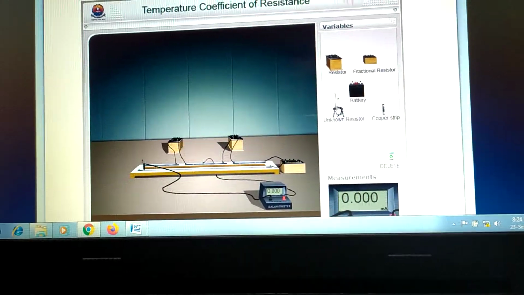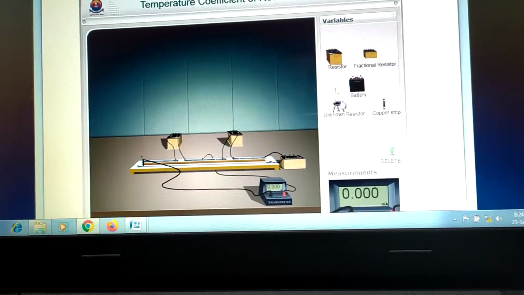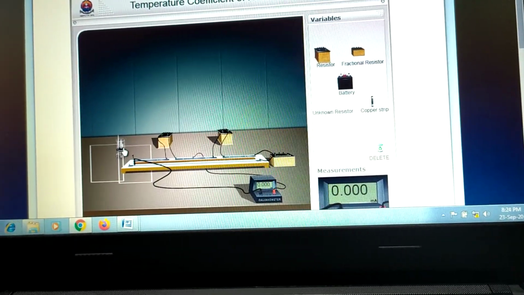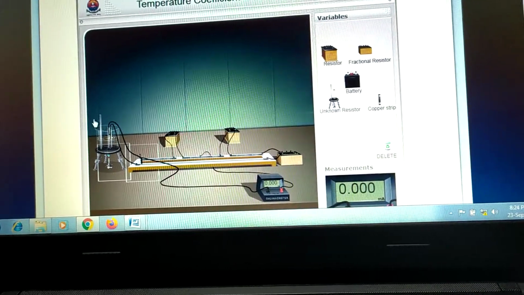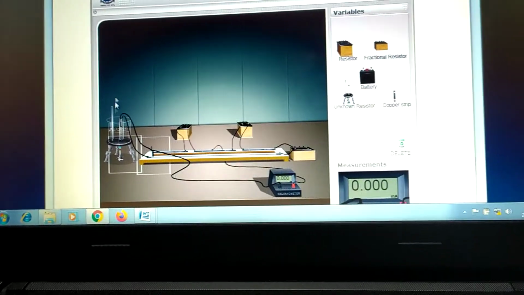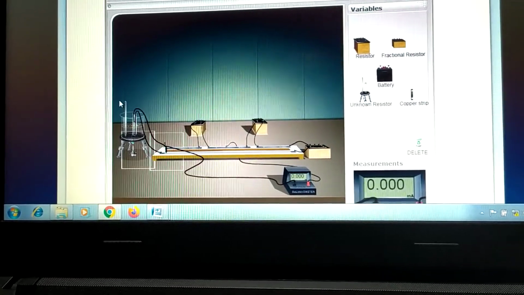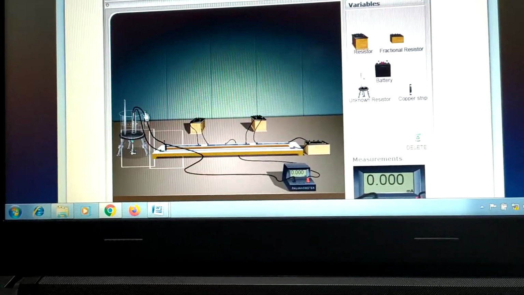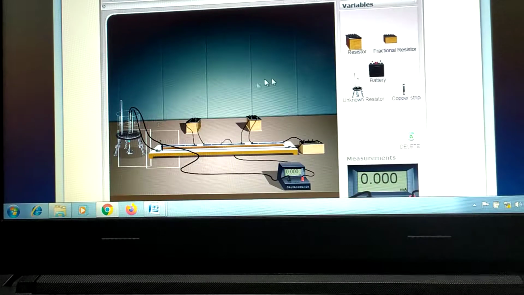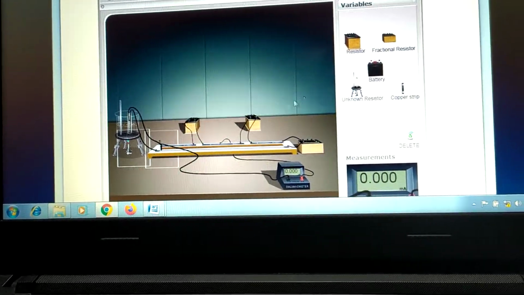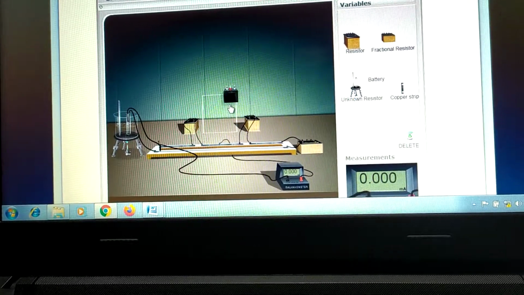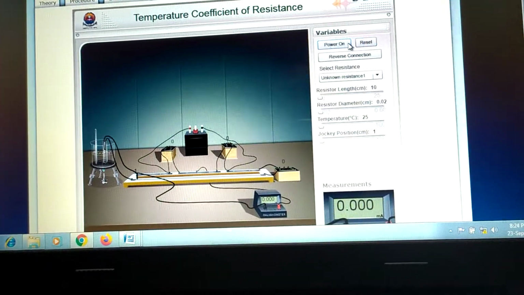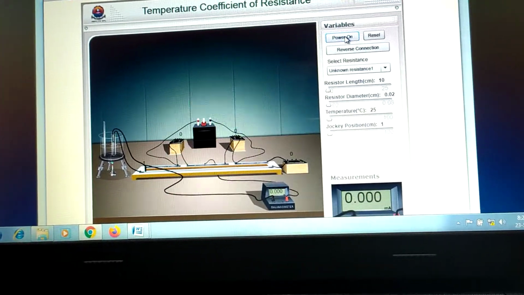Now you need to take that unknown resistance, you just drag it and drop it. Okay, now the unknown resistance is connected. Here there is a thermometer, but you do not calculate the temperature coefficients, we need to calculate the unknown resistance. Now this is a battery, you just connect the battery. Then you again press the continue button, then you press power on.